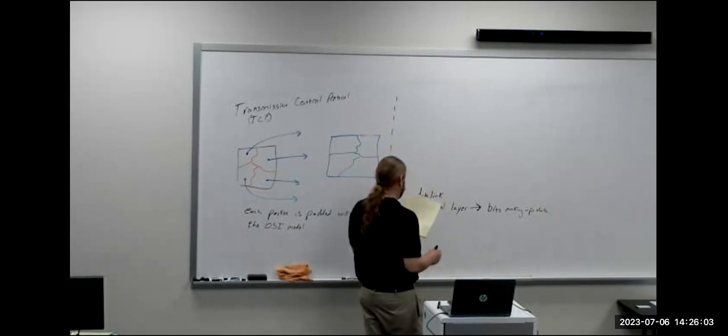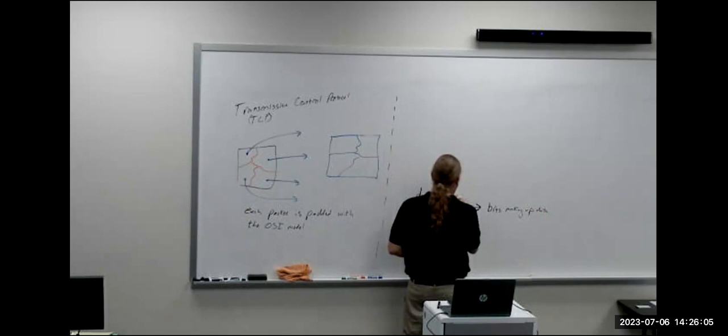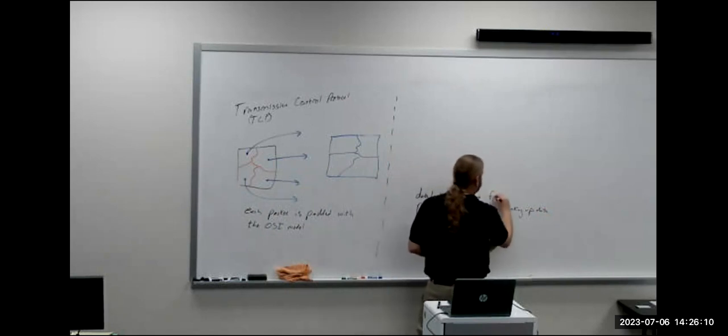Then we have a data link layer, which represents the format and transit.